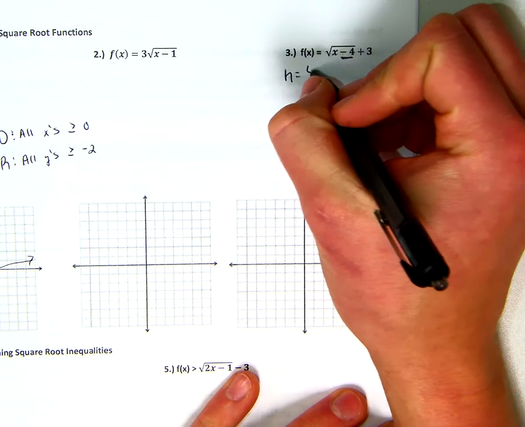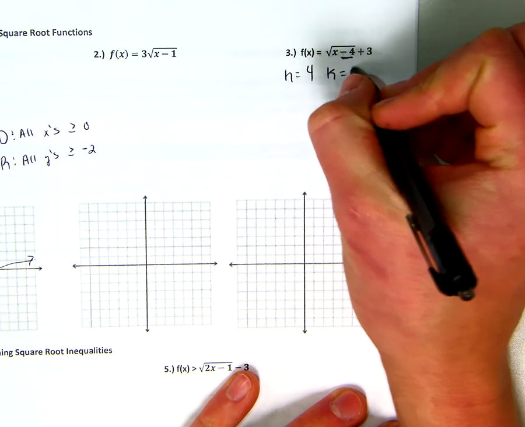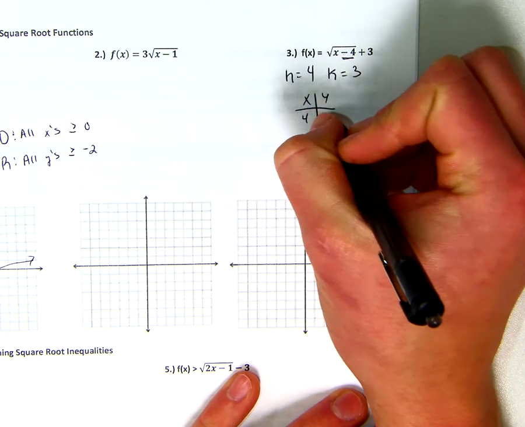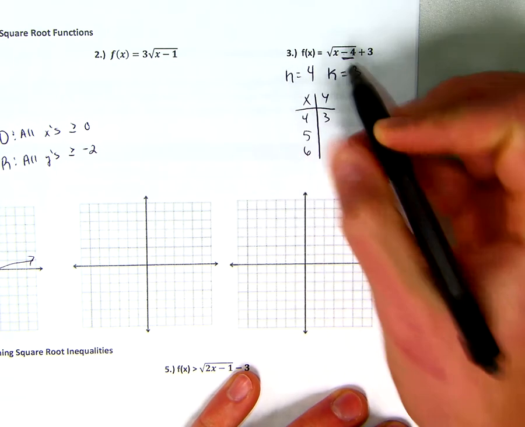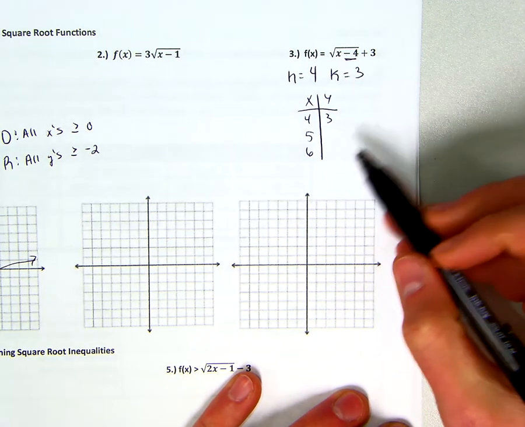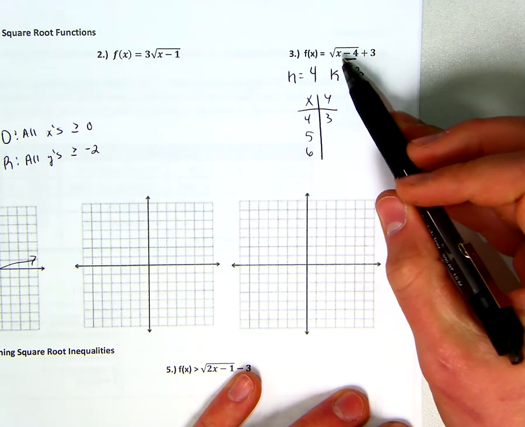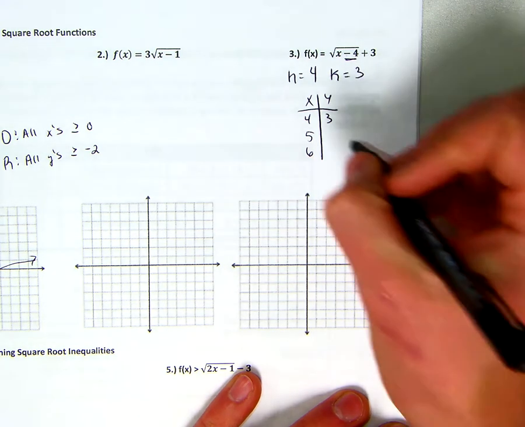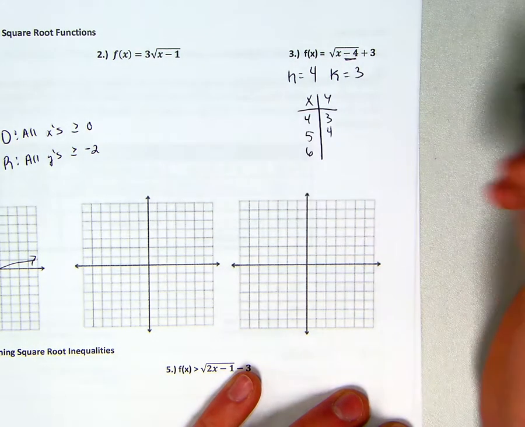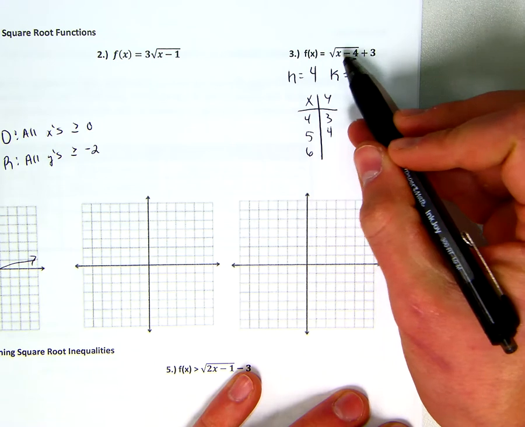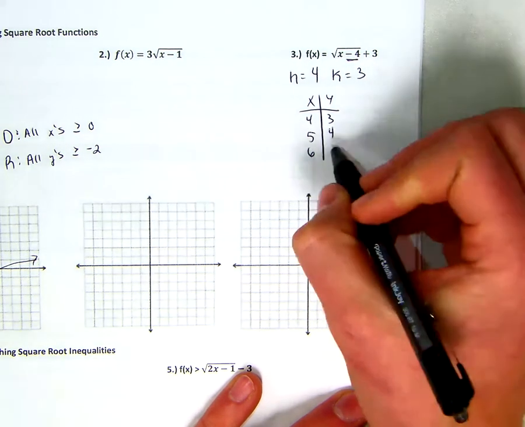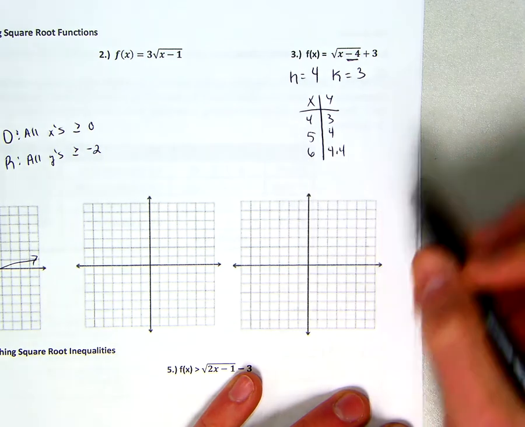We have to flip it, so it's just 4. And k equals 3. So you have the x and the y, so you start with 4, 3. And now I'm just going 5 and 6. When I plug 5 in for x, I get 5 minus 4, which is 1. The square root of 1 is just 1, plus 3 is 4. When I plug 6 in there, I have 6 minus 4 is 2. The square root of 2, again, is 1.4, plus 3 is 4.4.